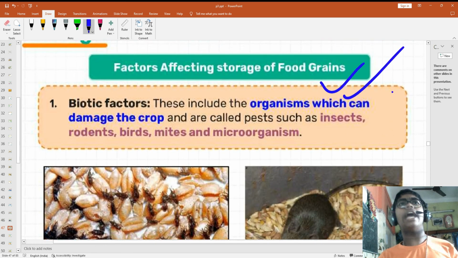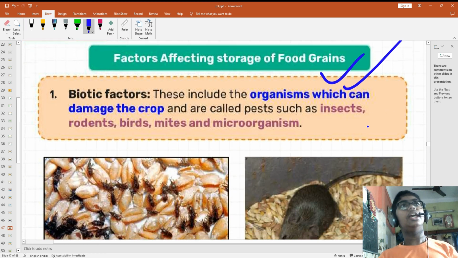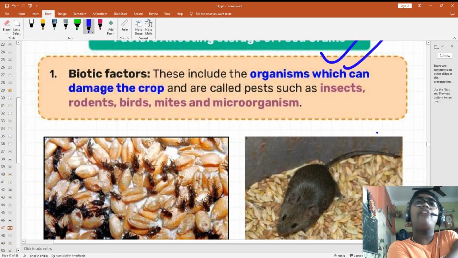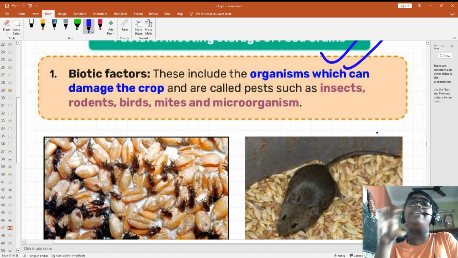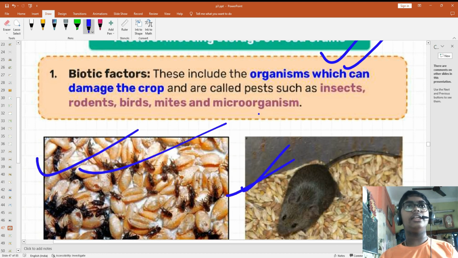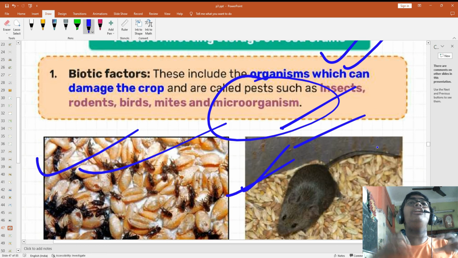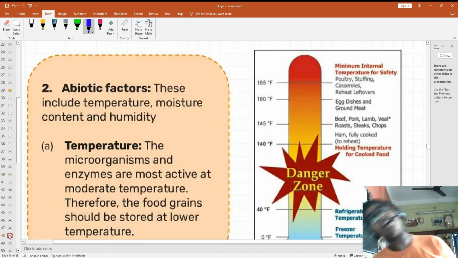Now, factors affecting the storage of food grains, like you can see here. First is biotic factor. Biotic means anything that is living. And who are the biotic factors? The living factors that damage the crop are called biotic factors, like pests, meaning insects, rodents. Rodents means mice, or insects, or microorganisms. They are all living things. They are all biotic factors. Okay, the living factors that harm the crops are called biotic factors.